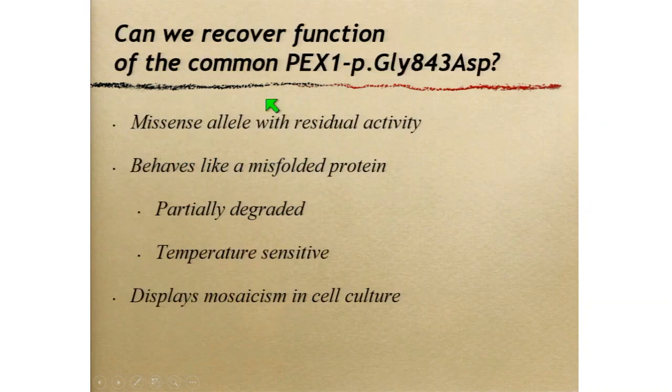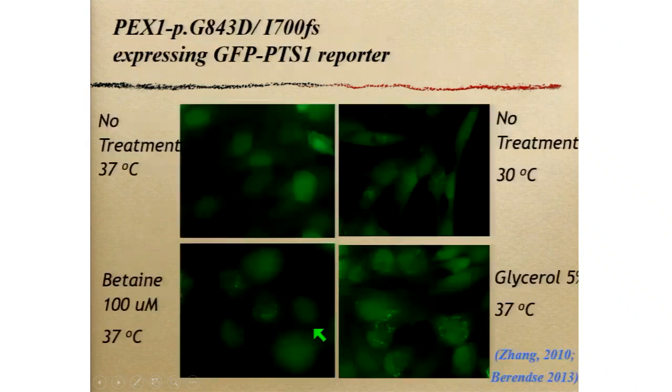We've all been particularly looking at this common allele because it's a missense allele with residual activity, it's partially degraded, it's temperature sensitive, and it displays this mosaicism in cell culture, which all make it a very druggable allele. And so we've been looking at various assays, and there are different assays in the community right now. But basically, the idea is to take a patient's cell line. In this case, we're expressing a green fluorescent protein with a PTS1 tag. With no treatment at 37 degrees, it's cytosolic.